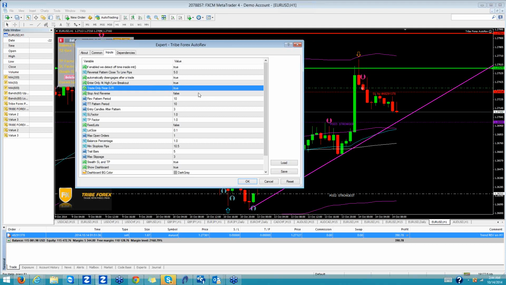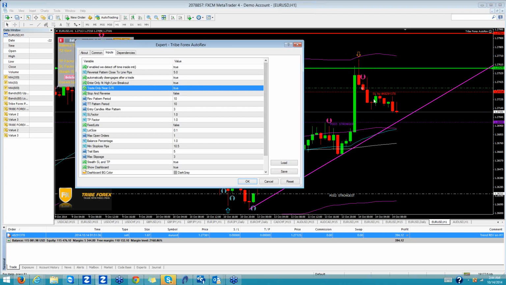Okay, trade only near support and resistance. It's looking for this line. When that's true, we're looking for the line. If that's false, then it's going to just take random trades anywhere that these reversal candles form.